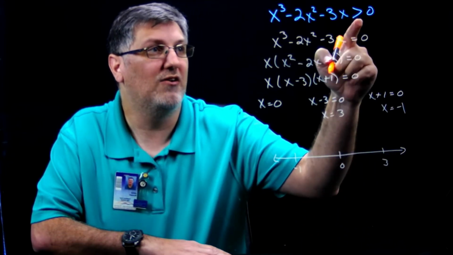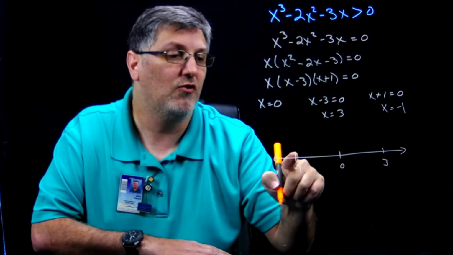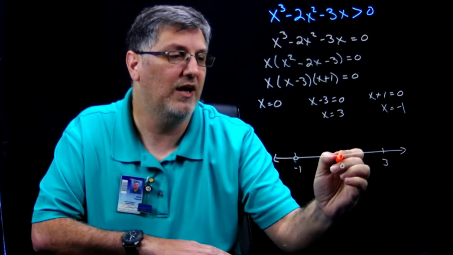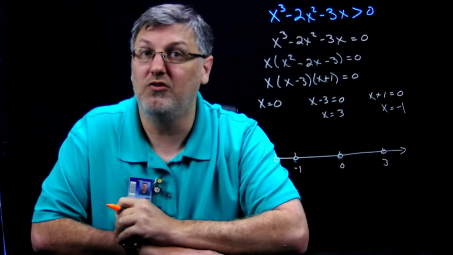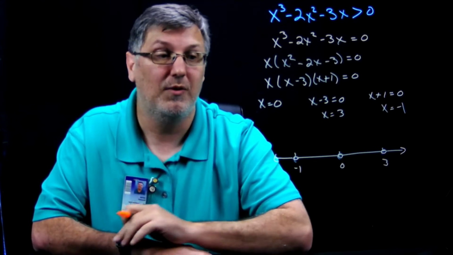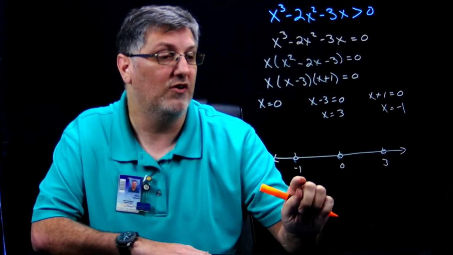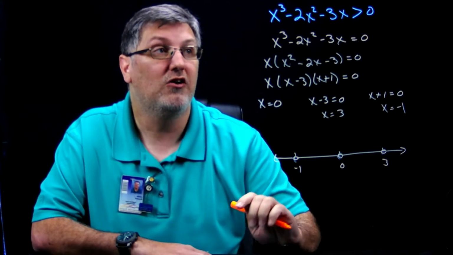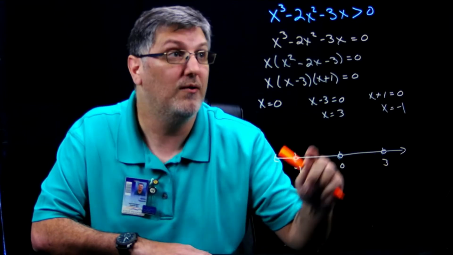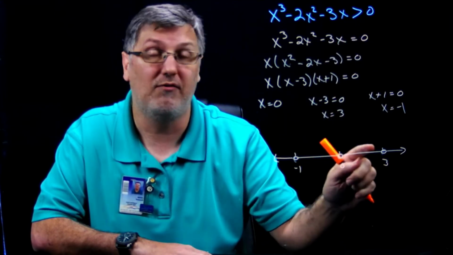Now I'm going to come back here and look. I've got a greater than. So this I know has to be an open dot. Right here has to be an open dot. And right here has to be an open dot. So I'm going to do that to remind myself that it can't equal those as I get ready to write these answers. So I have my critical values here, negative 1, 0, and 3. Because we know at that point this graph is going to equal 0, but because this doesn't have the equal to part, that's why we have our open dots.